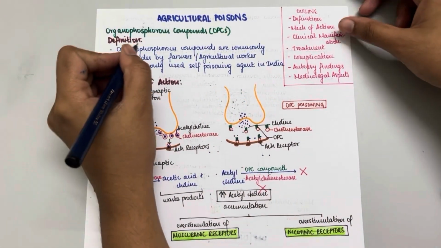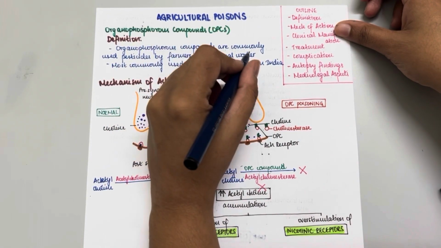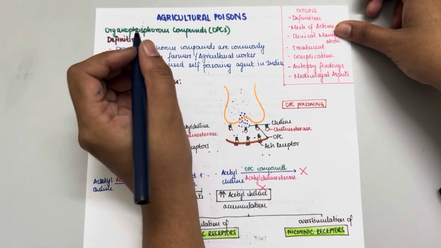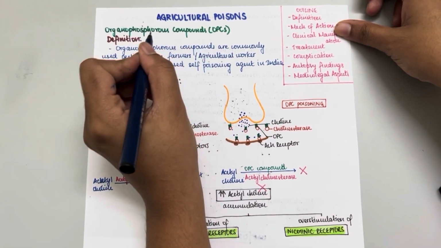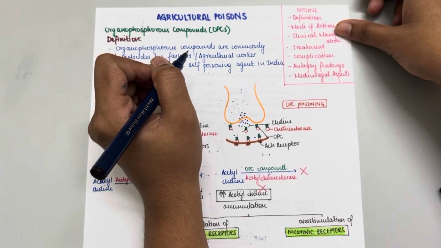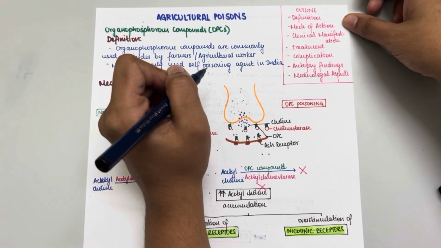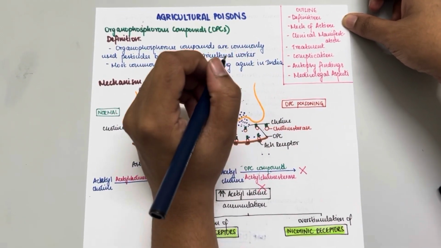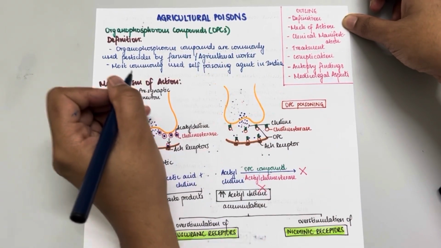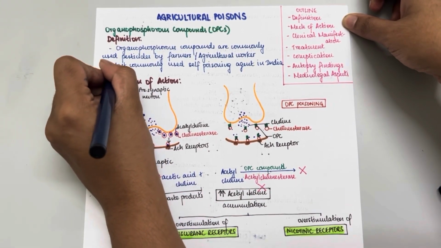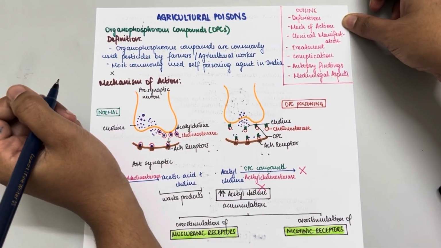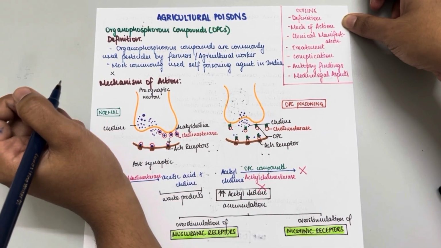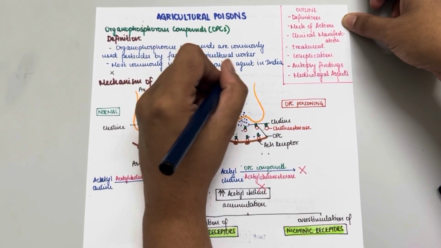So first let us see about definition. Organophosphorus compounds are commonly used as pesticides by farmers or agricultural users. So these organophosphorus compounds are the most common suicidal poison in India. So it is used as self-poison by farmers or agricultural workers. It is not commonly used as homicidal poisoning because it has a characteristic kerosene smell, so it cannot be used as homicidal poisoning. It is commonly used as self-suicidal poisoning.